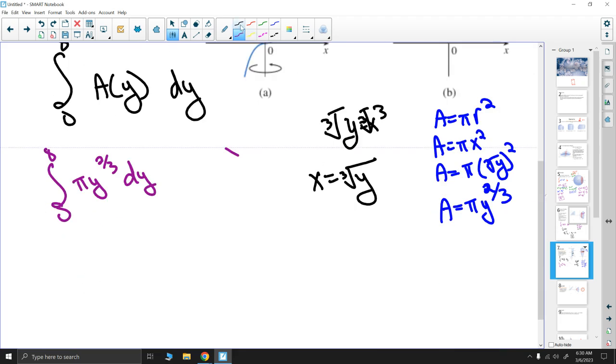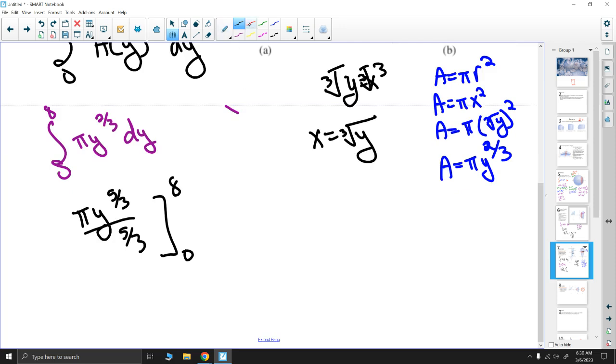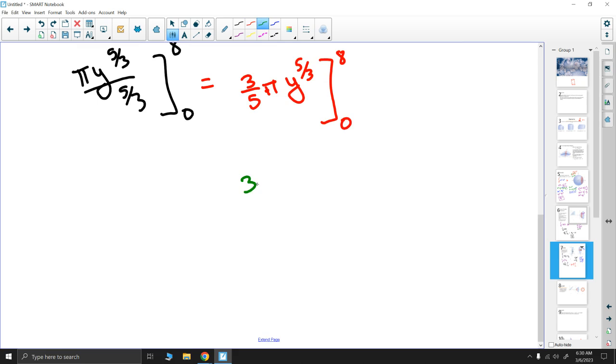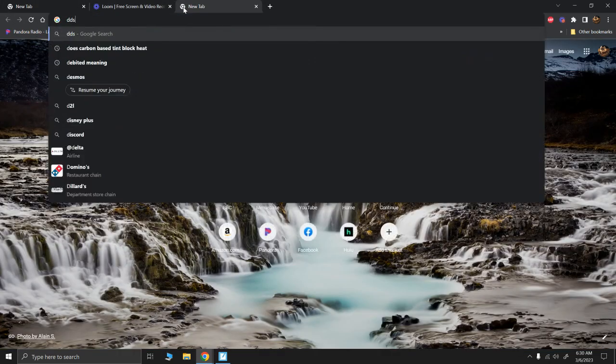Okay, so the integral of pi y to the 2/3 is going to be pi y to the, we're adding 1 to that, so 5/3 over 5/3 from 8 to 0. So that means that we're going to have 3/5 times pi times y to the 5/3 from 8 to 0. So we're going to have 3 pi over 5, 8 to the 5/3 minus plugging in 0, that would just be a 0. So we'll go over to Desmos real quick to see this.